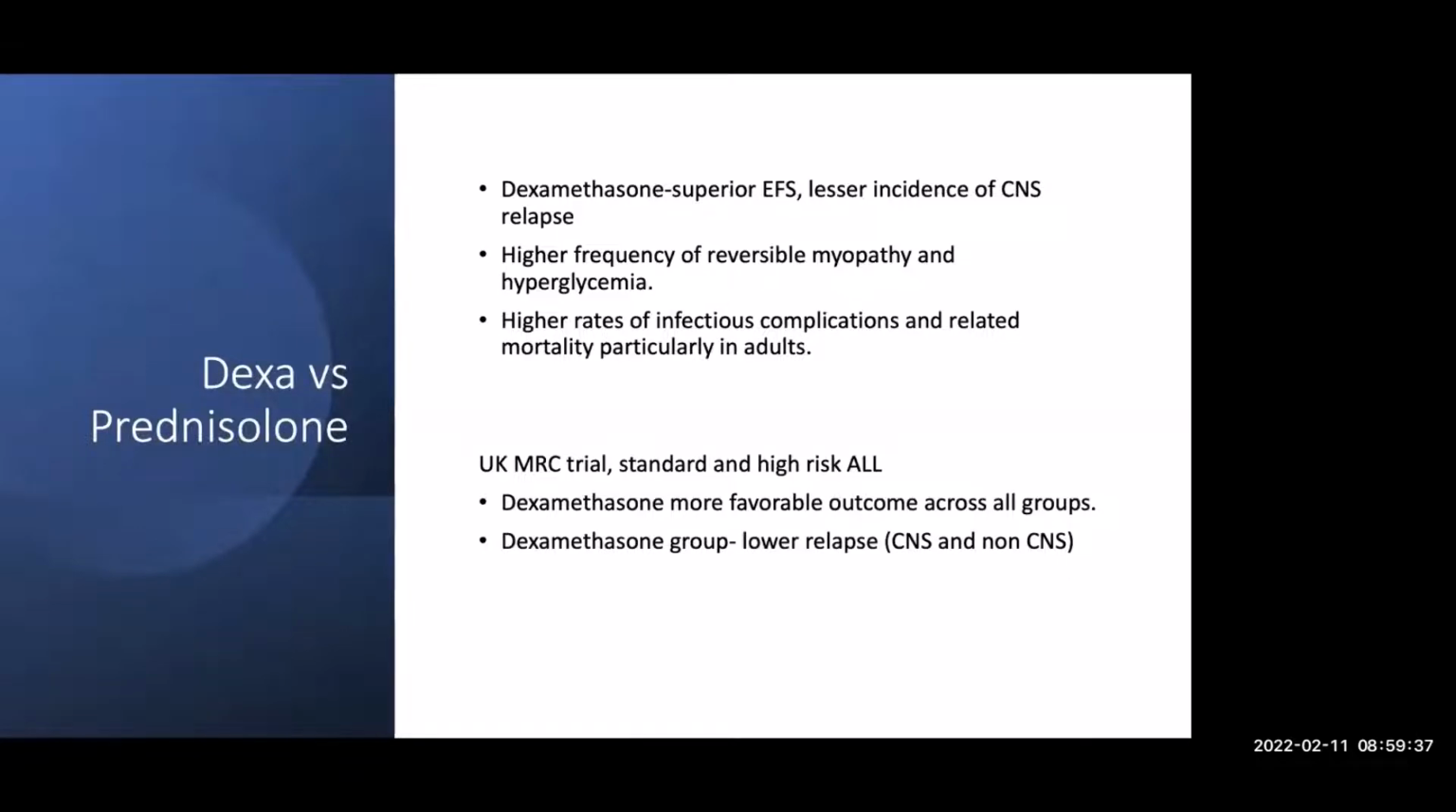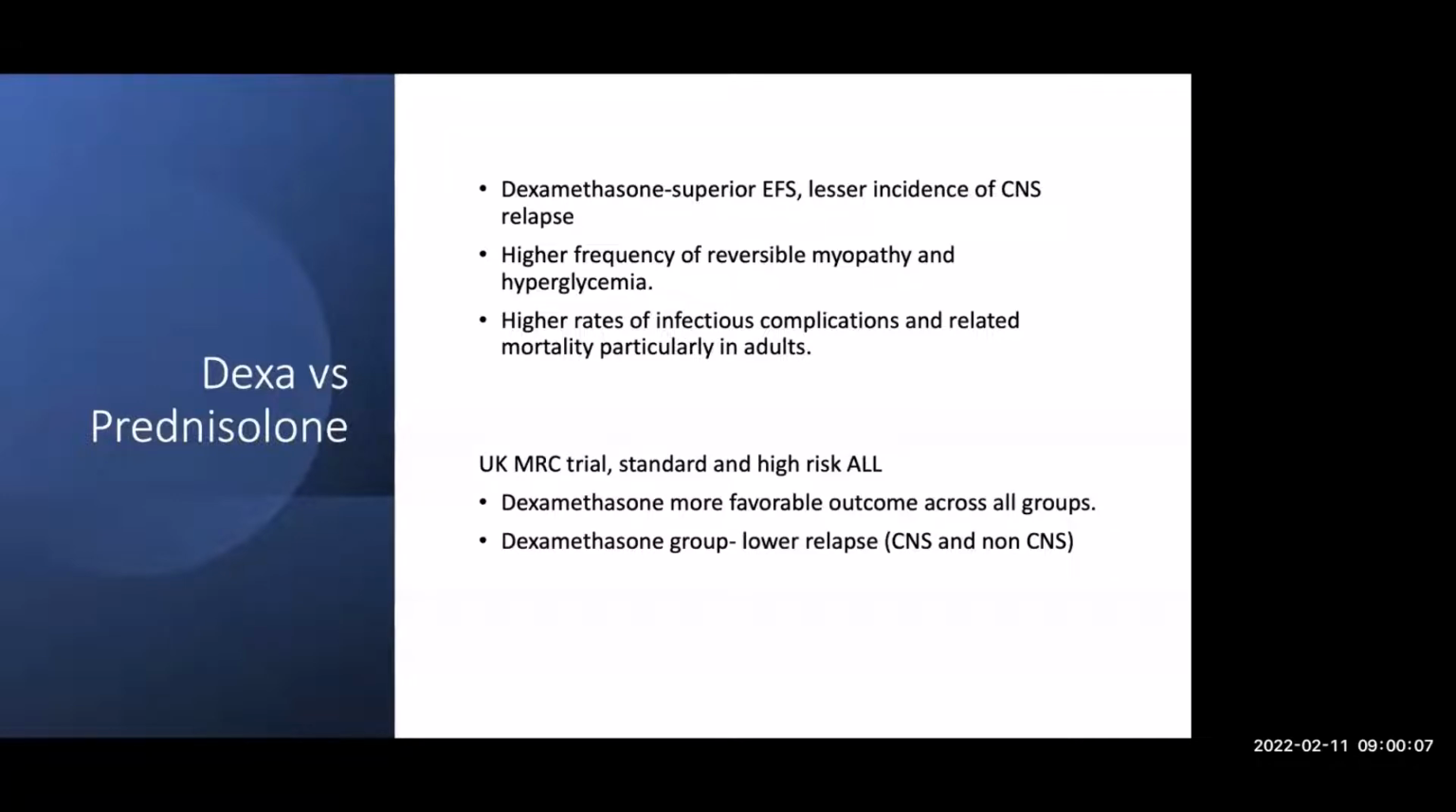In contrast, use of dexamethasone has resulted in high frequency of reversible myopathy and hyperglycemia, and high rates of infectious complications and treatment-related mortality, particularly in adults. And the UK MRC trial has shown similar results, with dexamethasone having more favorable outcomes in both standard and high-risk ALL, and dexamethasone has shown decreased CNS relapses.